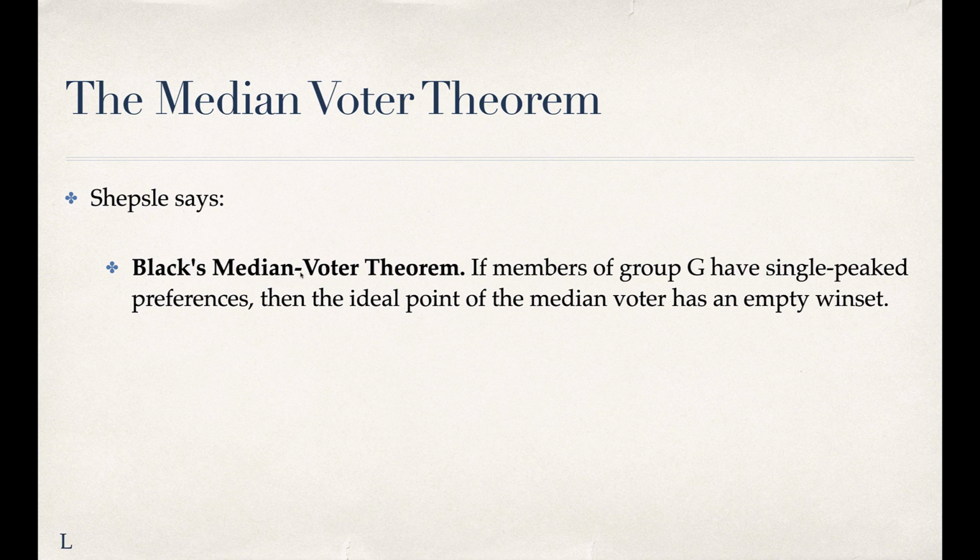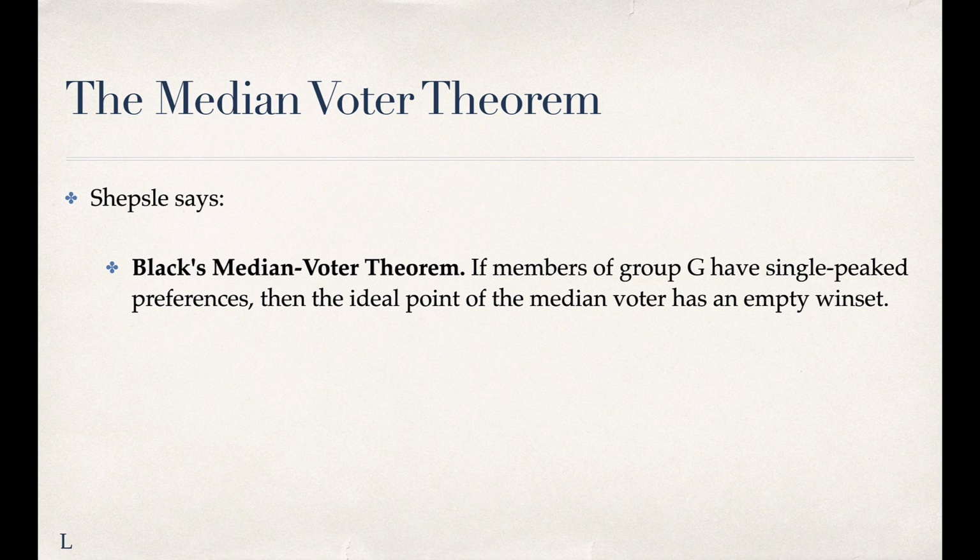But if the issue space is single-dimensional and everyone has single-peaked preferences, the ideal point of the median voter has an empty win set and therefore cannot be defeated in pairwise majority rule. Therefore, it is a Condorcet winner. All right?